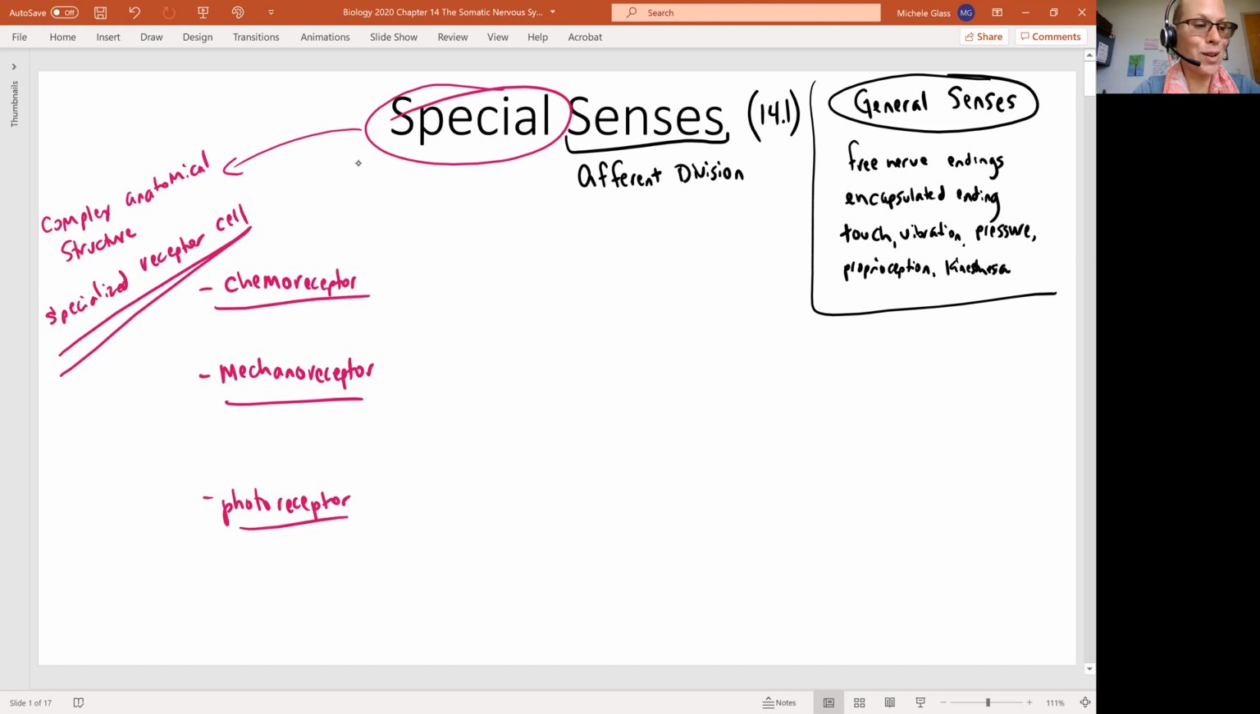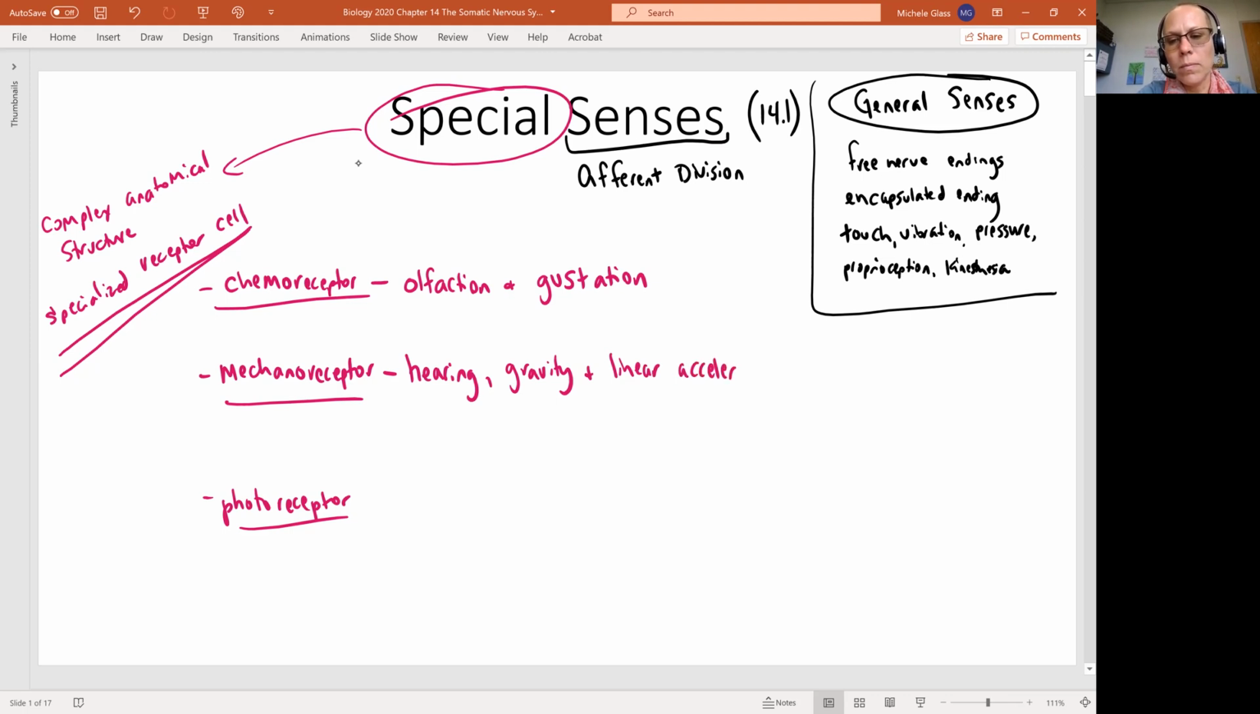If we go back up to chemoreceptor, it's a chemical that is going to be able to stimulate that cell. And so we will see 2 of our special sensations having chemoreception. We'll see olfaction, which is our sense of smell, and we'll see gustation, which is our sense of taste. When we talk about mechanoreception, there is going to be a physical movement that's required that will stimulate or sometimes inhibit the cell. And we're going to see this in hearing, or you can call that audition. We're going to see this in gravity and linear acceleration. And we're going to see it in rotation. Rotation is talking about really the position of your head in space.